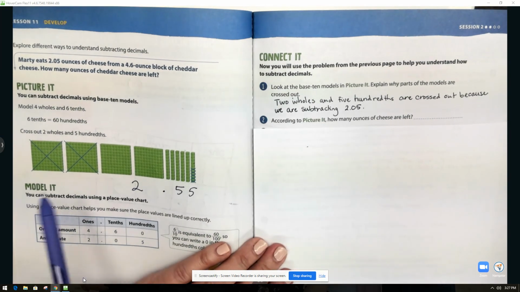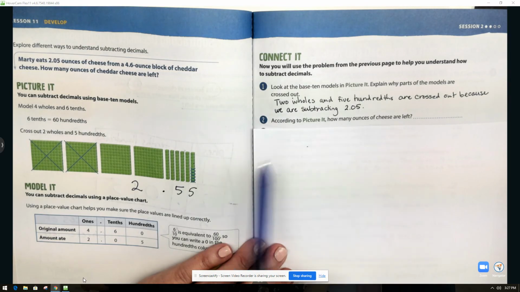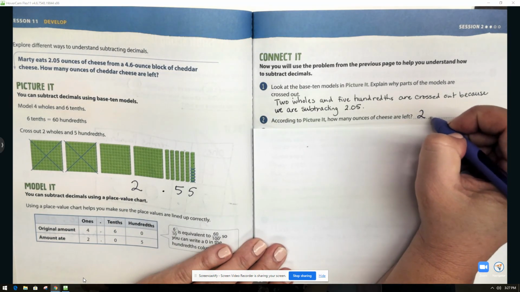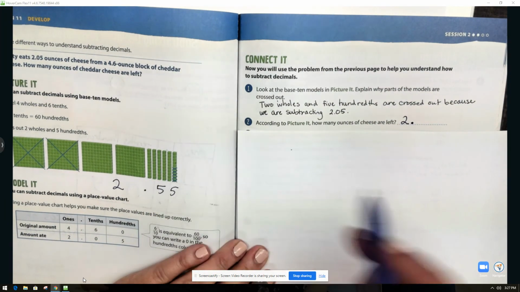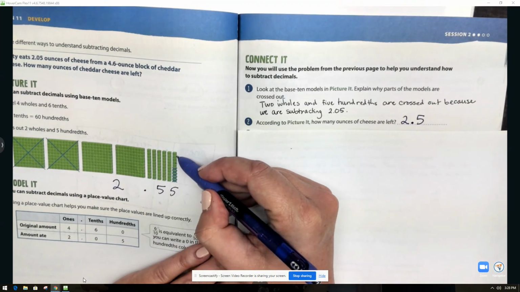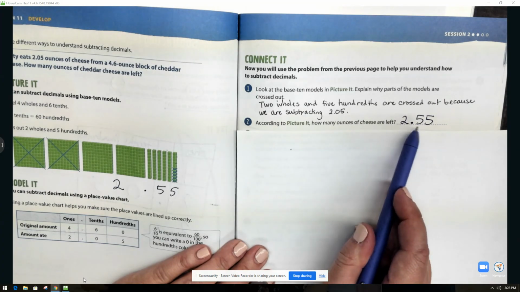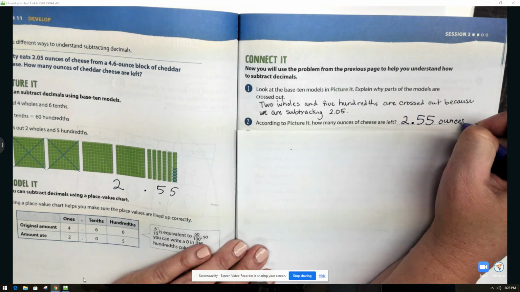According to the picture, looking at this picture, how many ounces of cheese are left? Remember, we counted how many wholes we had. That was 2 wholes, and we had 1, 2, 3, 4, 5/10, and 1, 2, 3, 4, 5 hundredths. So we had 2 and 55 hundredths ounces left.